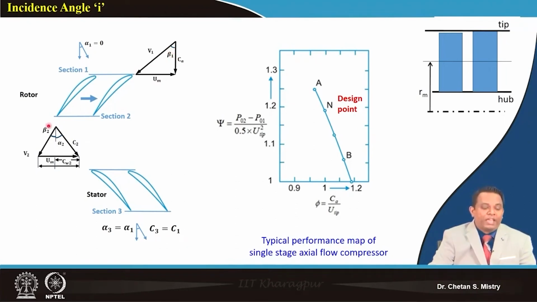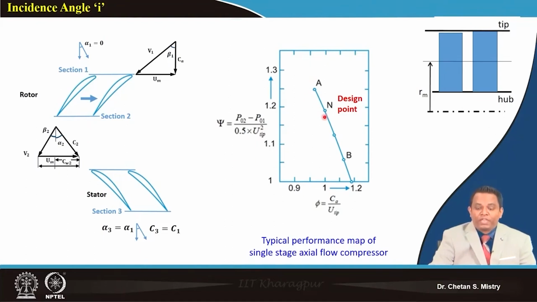In the same way, at the exit my flow will come out with some air angle beta 2 with velocity V2. If we have our peripheral speed, we can put it here. That gives me my absolute velocity and my angle alpha 2, and we have our whirl component, which we have defined as CW2. If the design of the stage is such that entry and exit are axial, we can write that C3 and C1 are the same, and alpha 1 and alpha 3 are the same. Now let's move to this case.